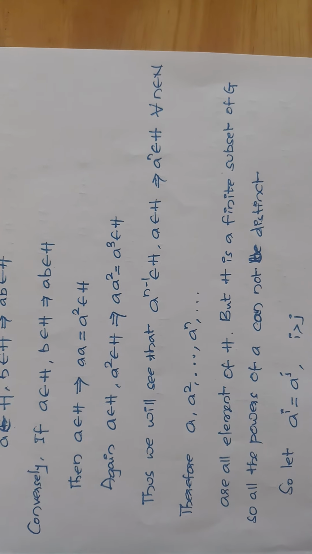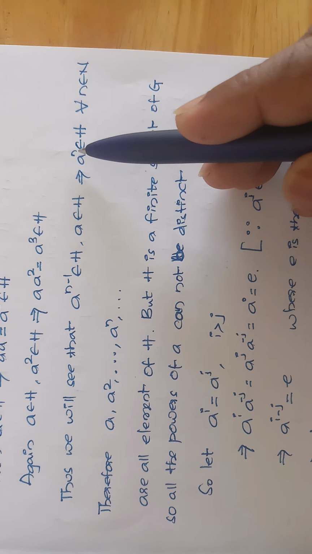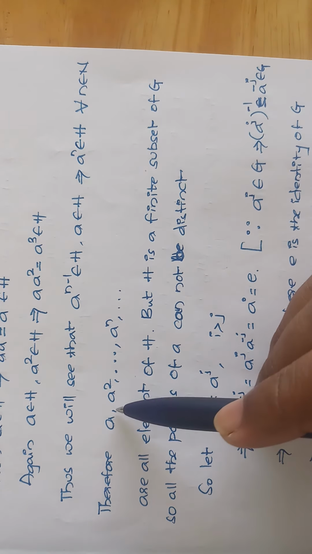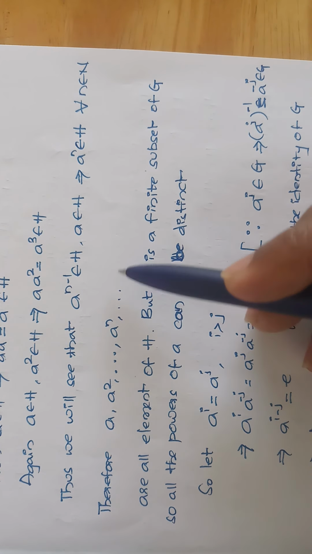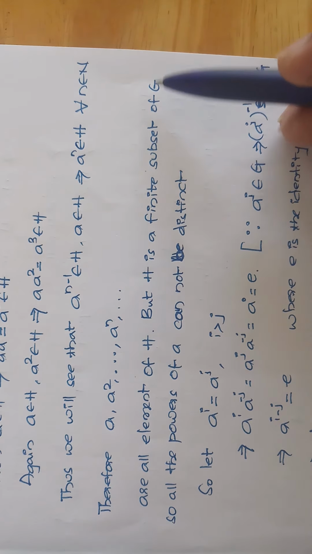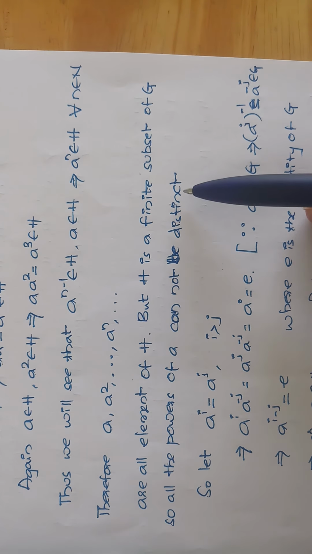Thus, we see that aⁿ⁻¹ belongs to H and a belongs to H. That implies that aⁿ belongs to H for all n belonging to N. Therefore, a², and so on, aⁿ, and so on, are all elements of H. But H is a finite subset of G. So all the powers of a cannot be distinct.